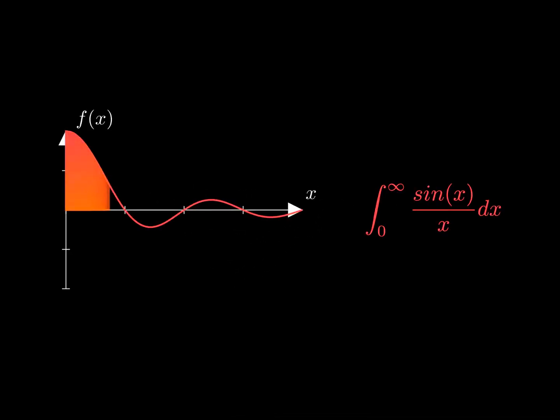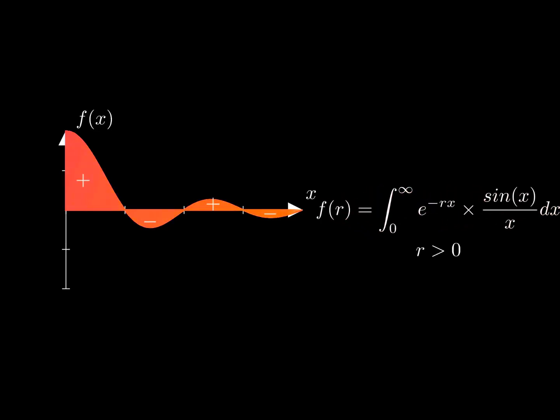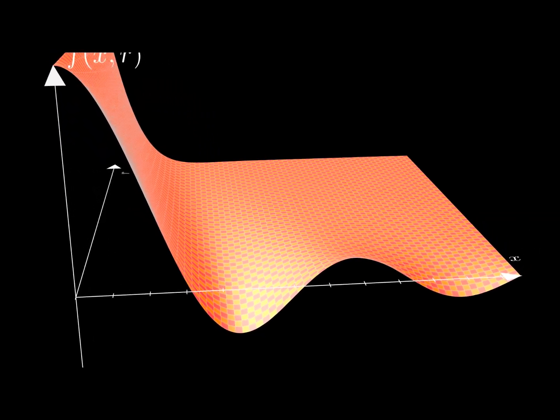So here's the integral we are computing, and this is what it looks like on a graph. We can introduce a parameter r and make this a function of x and r. Here's what that function looks like as a 3D surface.